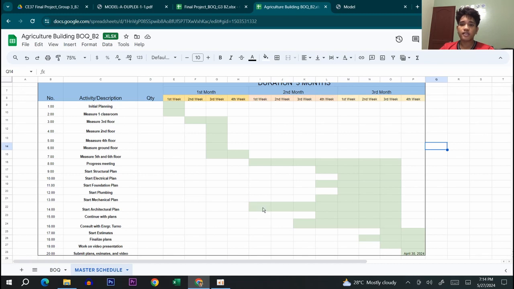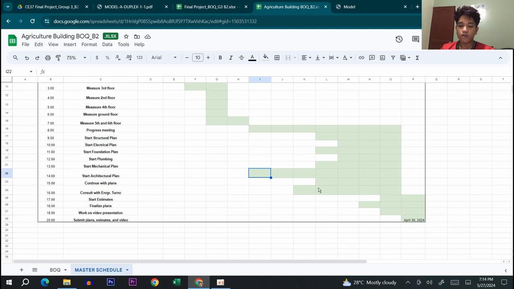So that's why I started early, and around this time, from the third to fourth week of the second month, they started on each of their plans as I progressively gave out my architectural plans. So around the fourth week of the second month and for the remaining duration of the third month, we kept focusing on each of our individual parts.